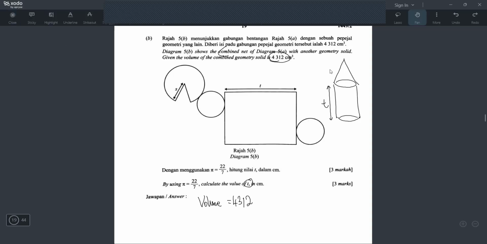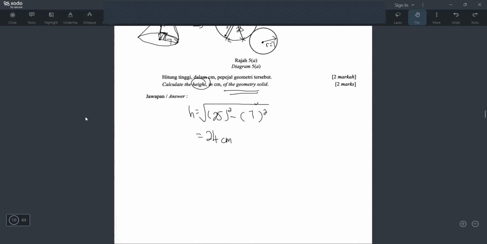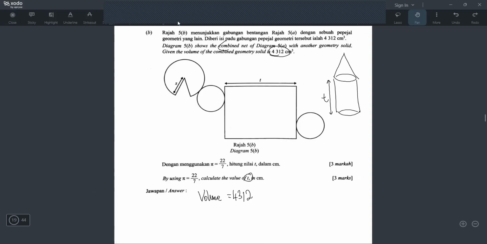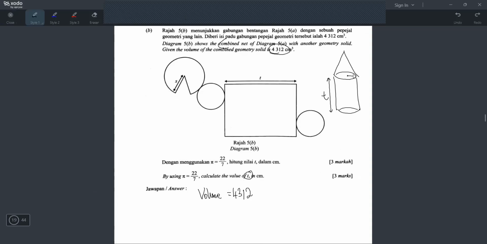And don't forget, we found the lengths of the cone just now: 7, 24, 25. So the radius of the cone is 7. It means the cylinder radius is also 7, because they have the same radius. The height of the cone is 24, and the slanted height of the cone is 25. Now we are trying to find the height of the cylinder.